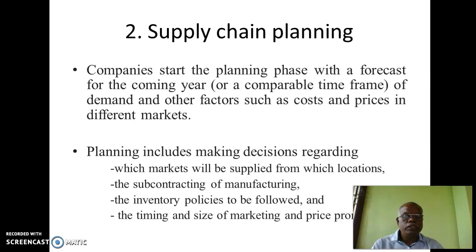The timing and size of marketing and price promotions. You may have to go for price promotions, particularly in a year based on the seasonal demand. For example, in festival seasons, you can go for price promotions. If you buy one product, the other product will be free, something like that. For example, in Diwali, New Year, Pongal, like that, the companies will announce price promotion schemes, or they will reduce the prices, or they will give some discounts.